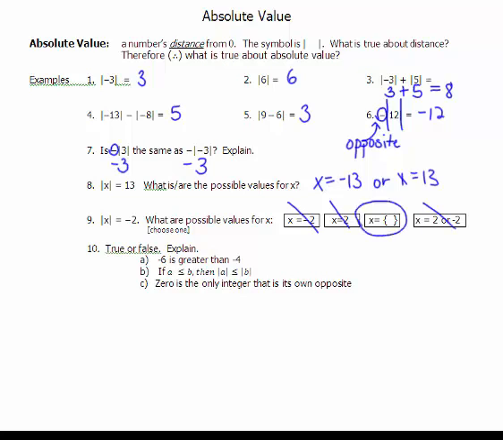What is this funny little symbol? This funny little symbol is called the empty set. And it says, guess what? There are no values that satisfy our given condition. Okay, there are no values that we can take where the absolute value of that number is negative.